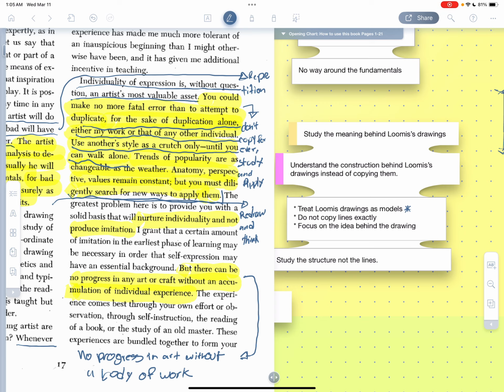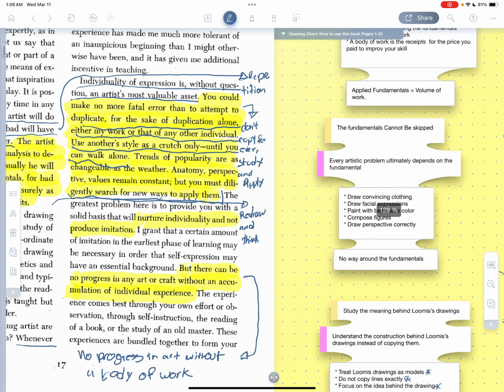He always emphasizes drawing from life. Jeremy says the same thing to me all the time. But if you can't draw from life, treat his drawings as models. Don't copy lines exactly. Focus on the ideas behind the lines. Study the structure, not the lines. That is the best way to summarize that. A lot is said on page 17.